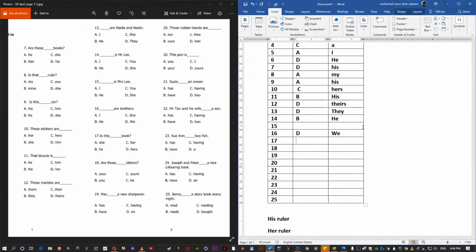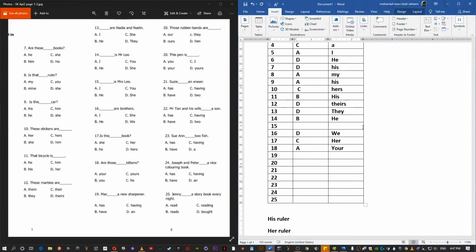Number 17, is this book? Is this she book? Is this he book? Is this her book? Is this hers book? Book datang kemudian. So, the answer is C. Is this her book? 18, are those kittens? Kittens datang kemudian. So you kitten, yours kitten, your kitten, and he kitten. So the answer is A. Your kitten.